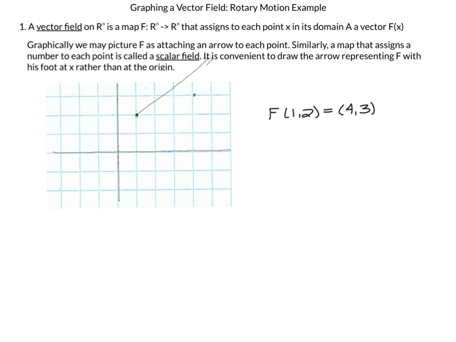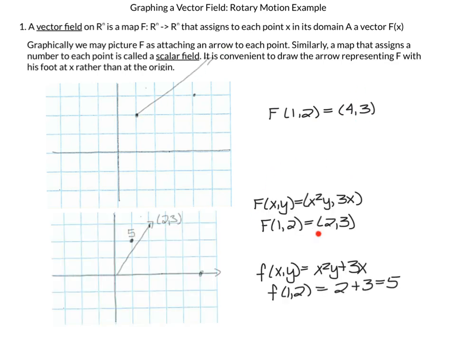Vectors are really just about preserving direction and magnitude. Here you can see I'm still 4 units to the right and 3 units up. So this is the same vector. I've just moved it from the origin to the point (1, 2). This is how I would represent this assignment: F at (1, 2) produces the vector (4, 3).